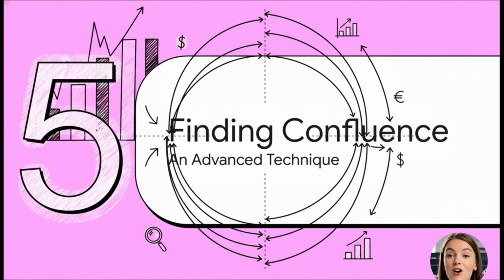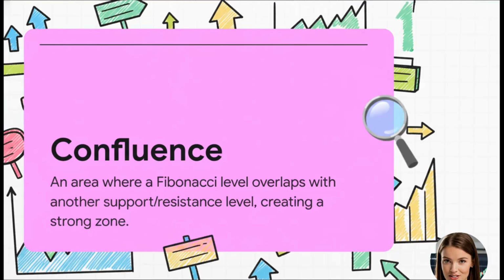All right, ready to level up a bit? Let's talk about an advanced technique that can seriously boost your confidence in a setup. It's called finding confluence. Confluence is just a fancy word for when different technical reasons to take a trade all pile up in the same spot. It's kind of like having several different road signs all pointing in the same direction. It creates a zone that is much, much stronger than any single indicator on its own.